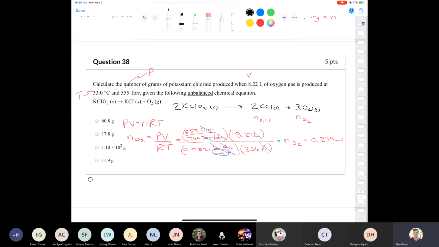Okay, so let's do some dimensional analysis now. If we have 0.239 moles of oxygen, from our balanced equation we know that when we form 3 moles of oxygen, we form 2 moles of potassium chloride. And we know that in 1 mole of potassium chloride, there's 74.6 grams of potassium chloride. Look at this. Moles of oxygen cancel, moles of KCl cancel, and I'm left over with the mass of potassium chloride, which is equal to 11.9 grams. And so that is the final answer.